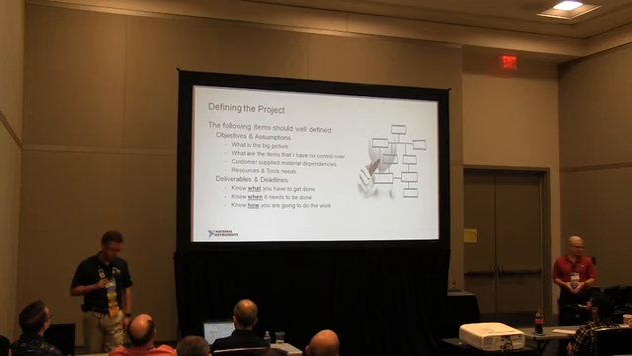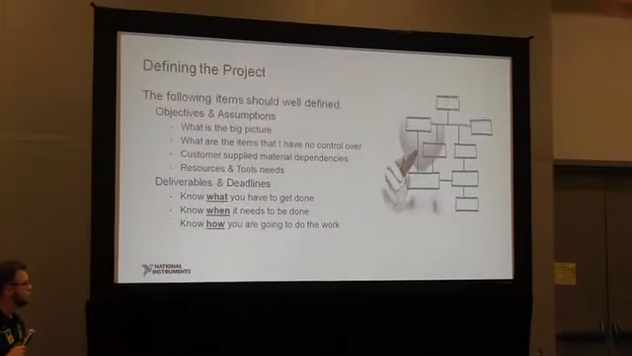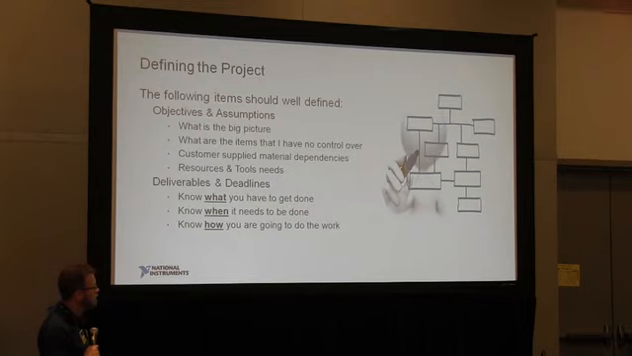So when you set out to define the project, you're working on that project plan, you want to identify objectives and assumptions. What is the big picture of your project? What are the items that I have no control over? Sometimes there's customer supplied material or long lead time items, equipment, specialty connectors that are hard to get. Try to identify those items up front. Discuss the materials and resources that you need. And then you really want to focus on the deliverables and the deadlines. Know what it is that you have to get done.